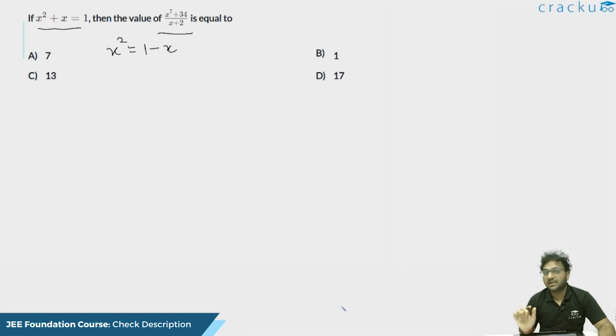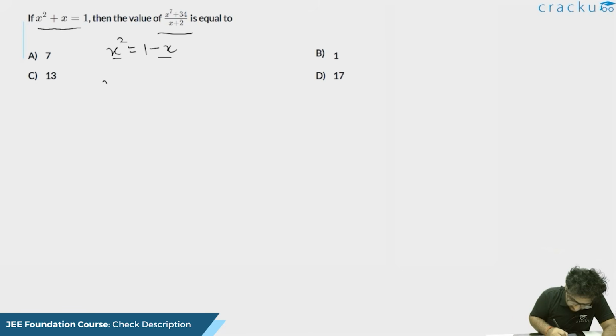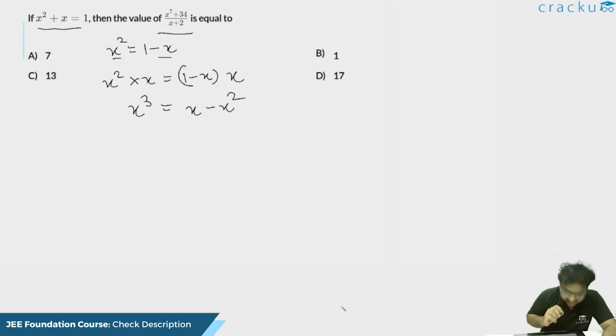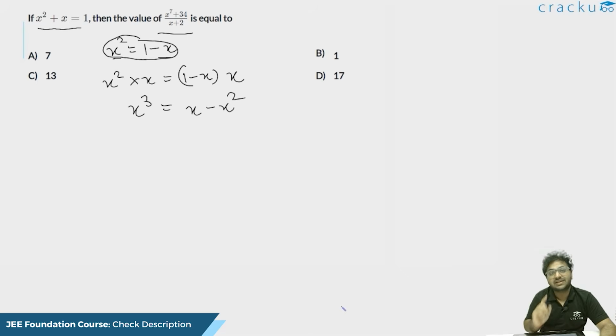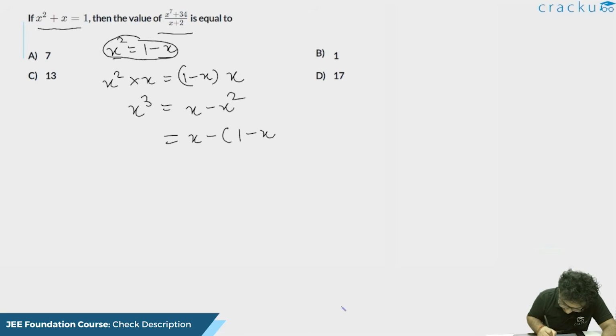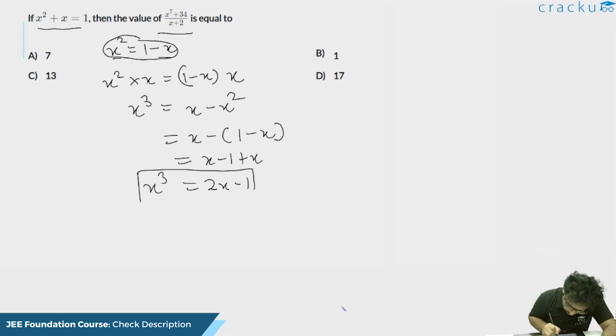Okay. Now I will multiply both left hand side and right hand side with x. So x square into x is equal to 1 minus x into x. So x cube is equal to what? X minus x square. Now we know x square is equal to 1 minus x. So let us replace x square by 1 minus x. So we get x minus 1 minus x, which is equal to what? X minus 1 plus x. So this is equal to 2x minus 1. So we got x cube is equal to 2x minus 1.